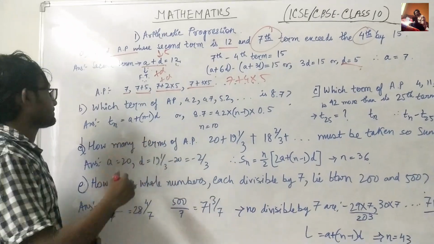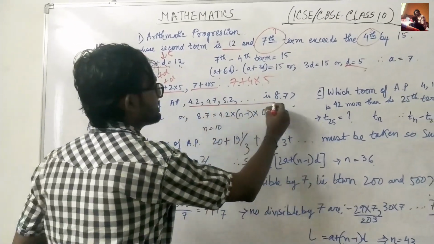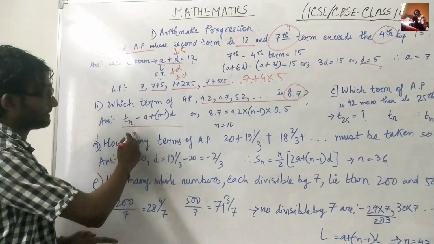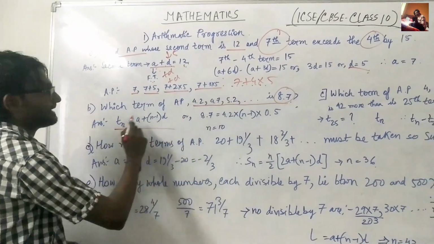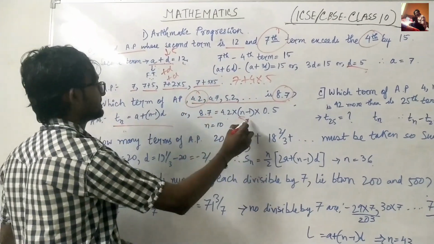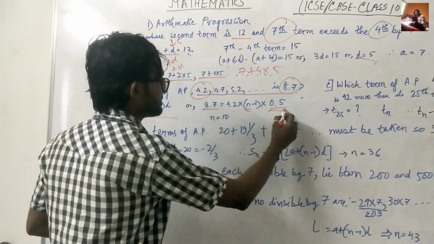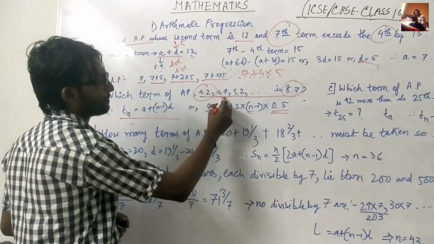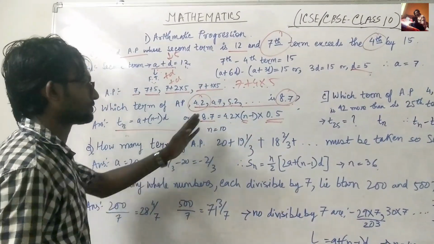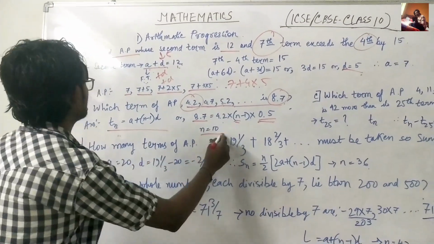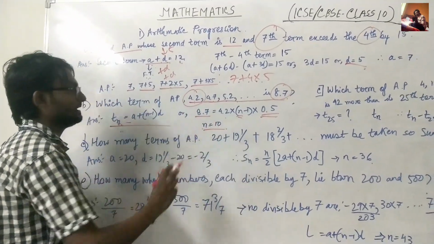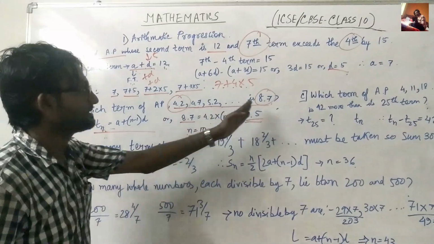Then coming back to the second problem: which term of the AP 4.2, 4.7, 5.2 and so on is 8.7? So I will write the formula over here. Here Tn is 8.7, the term. 4.2 is the first term, n is the number of terms, and 0.5 is the difference. See, 4.7 minus 4.2 is 0.5, 5.2 minus 4.7 is equal to 0.5. So from here we will get n equal to 10. So the 10th term of the AP is 8.7.